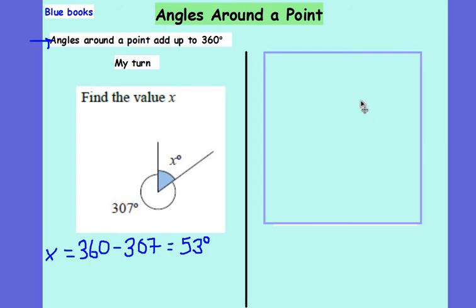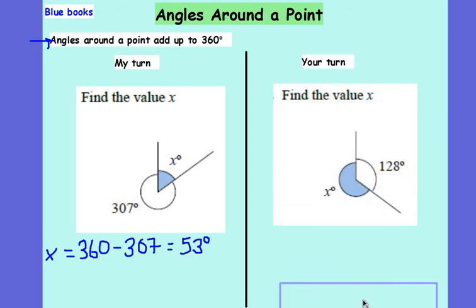Over to you, Year 9. In your notes, can you have a go at this example for me? Pause the video for a couple of minutes and work it out now. Okay, in the same way, I've got 360 all the way around, so I need to do 360 take away 128, which gives me what, Dylan?